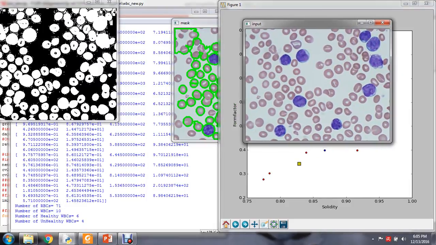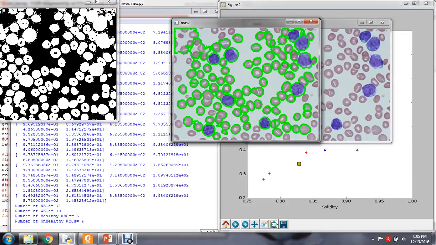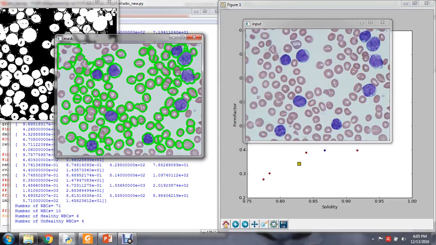This is the input image which I am taking. As we can see, there is a presence of lymphoblast in the image. This is the segmented output which I am getting after implementing the watershed algorithm, and the contours are drawn around the cells, as we can see.